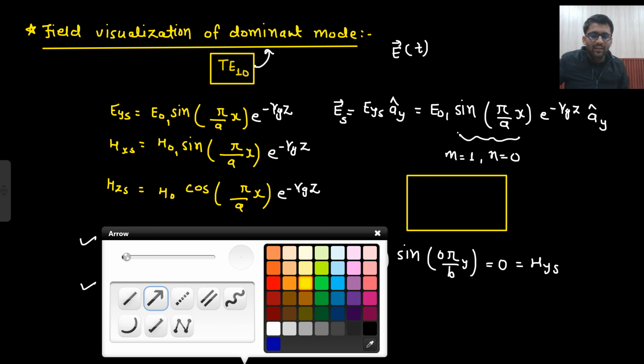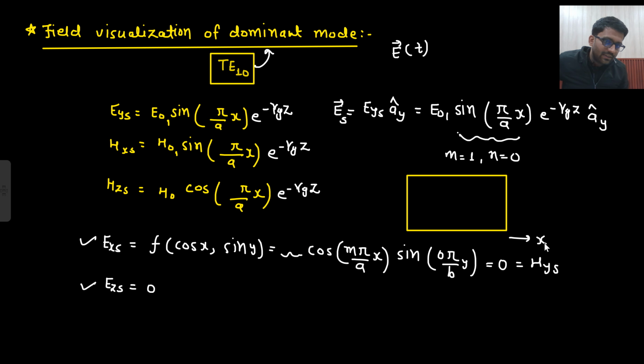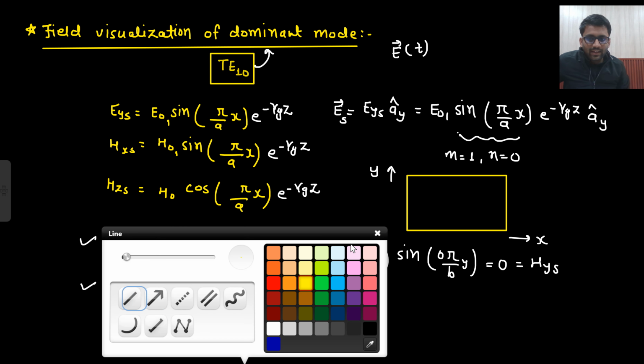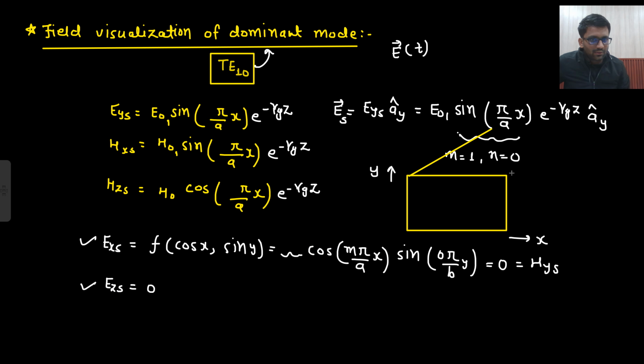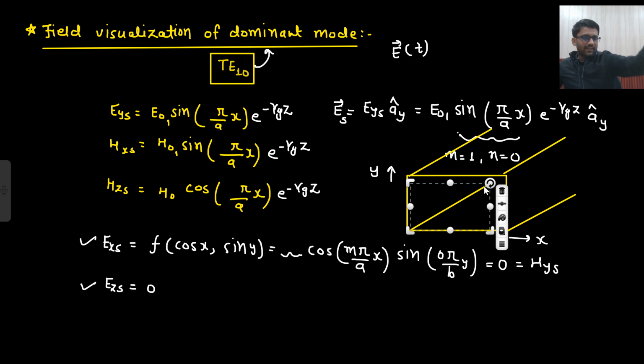Look, this is not your waveguide. This is your x direction. This is your y direction. Here the z direction is also there. So this is my waveguide actually, but I am only making the cross section. So this is my complete waveguide.